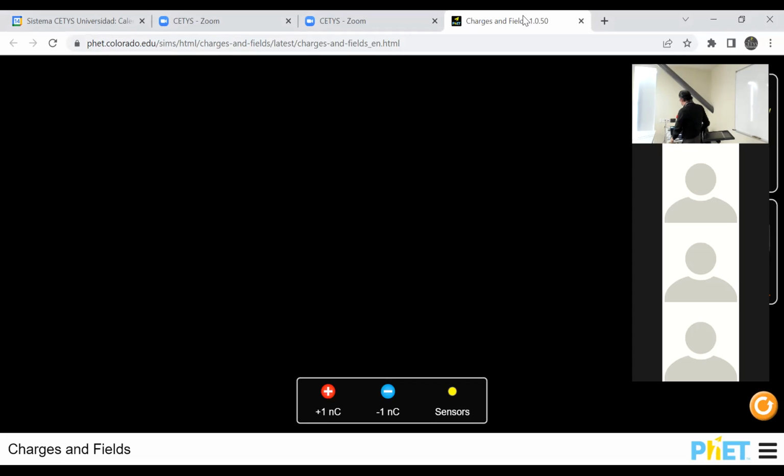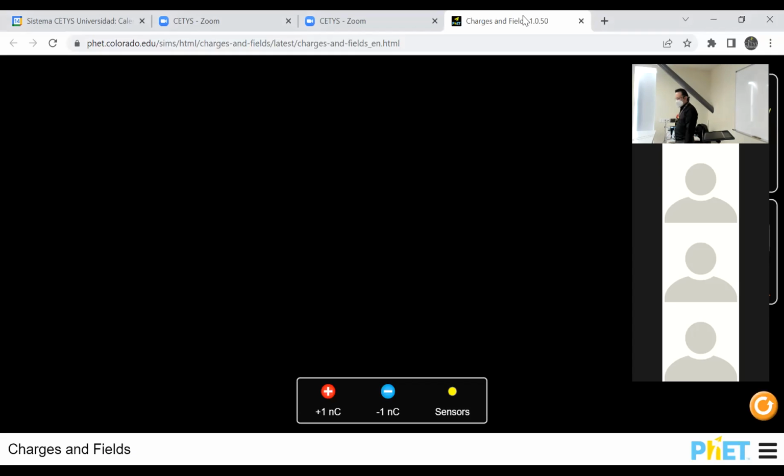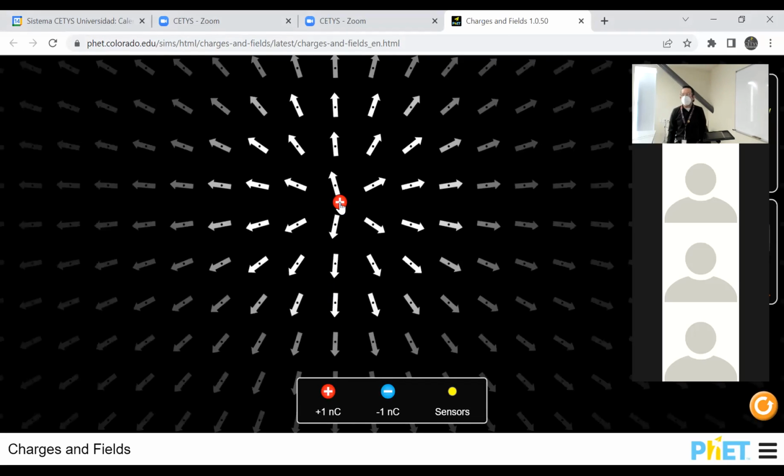Okay, so the first situation is: sketch the electrical field around the following arrangements of small charged objects. These are point charges, okay? First, an isolated positive charge. We already did this, by the way. So how would the electrical field look for a small isolated positive charge? We already did this, remember? What we need to remember is that the electrical field is going outwards. That's the way it's interpreted and represented.